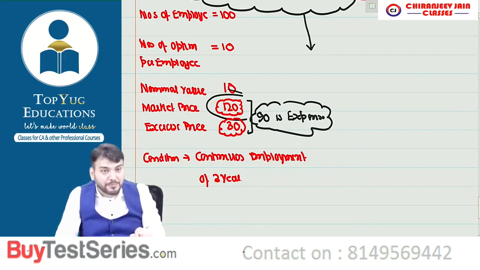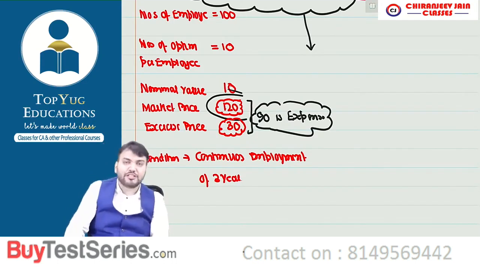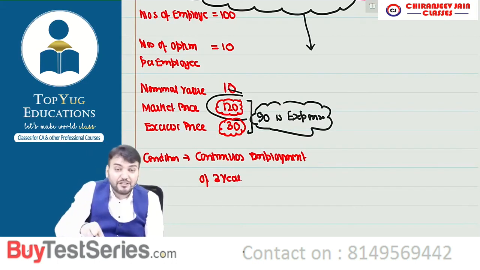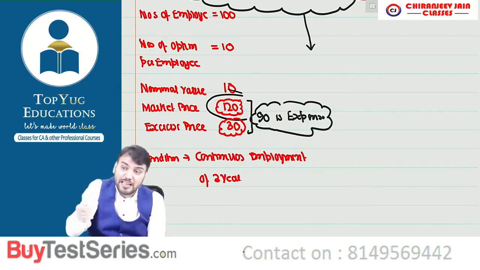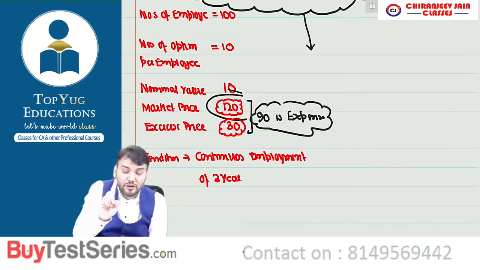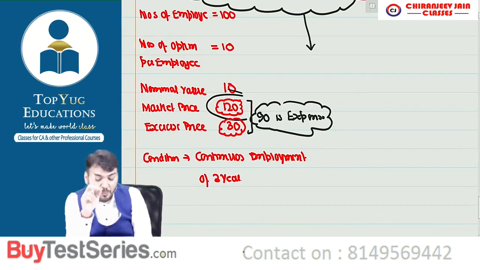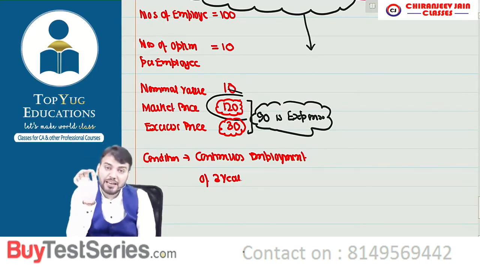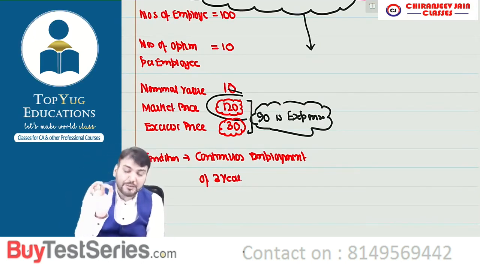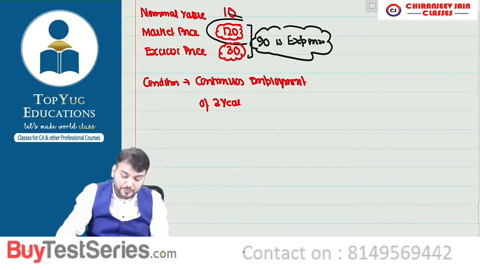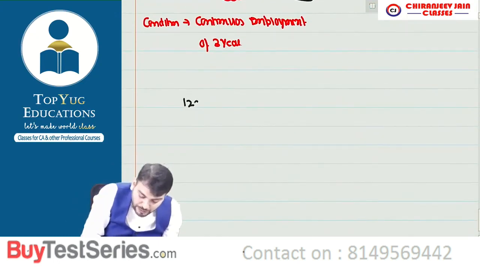Are you able to understand what I am saying? Means why it is not a discount? Earlier I told you it is discount, check. I am not comparing nominal value with 30. The market price was 120. If you check, market price was 120.